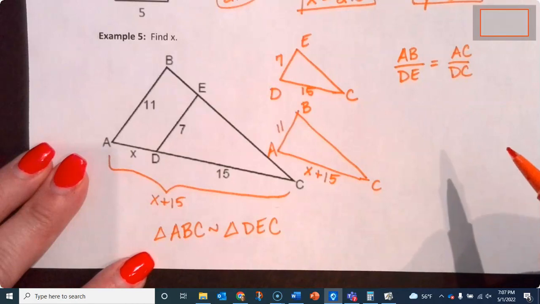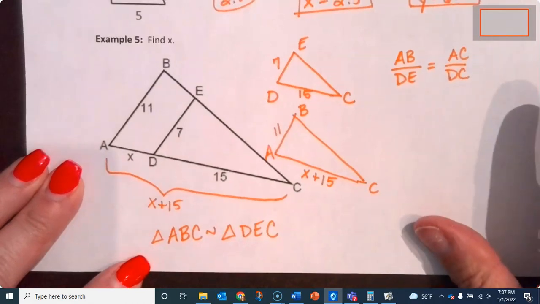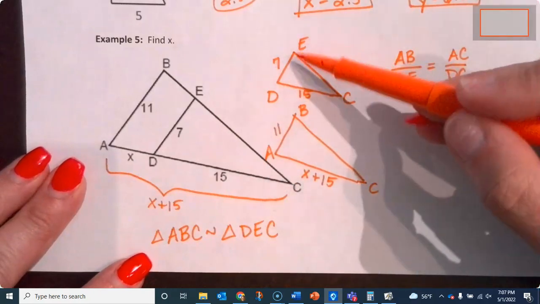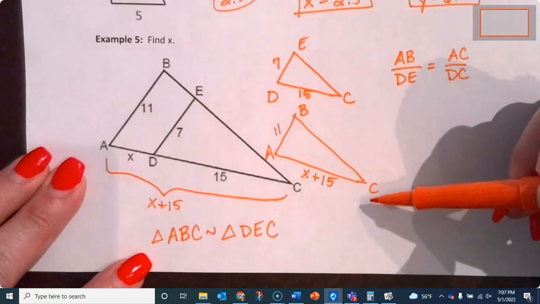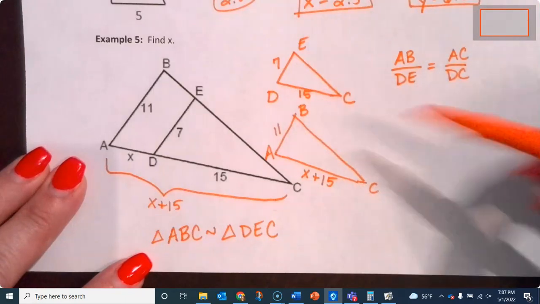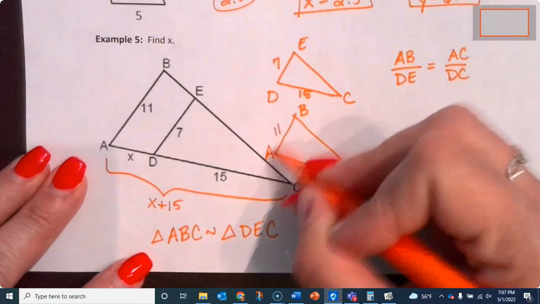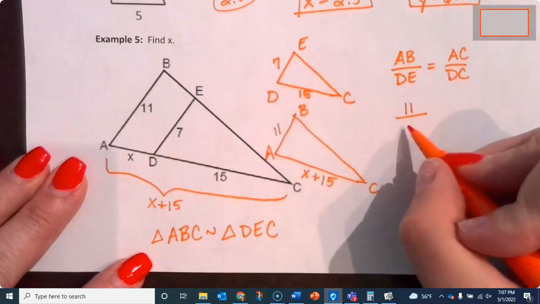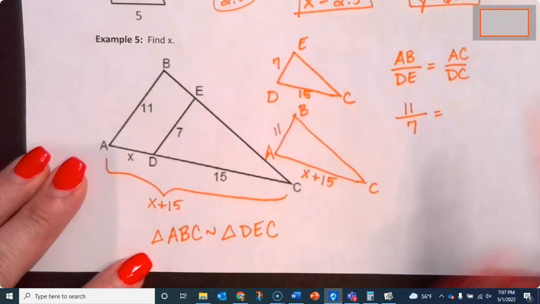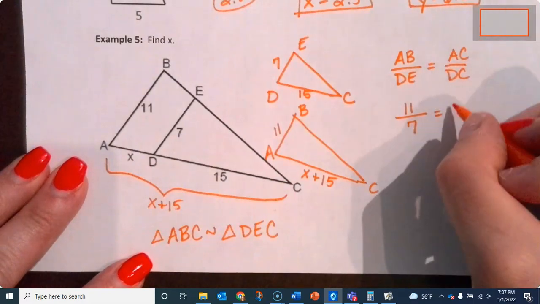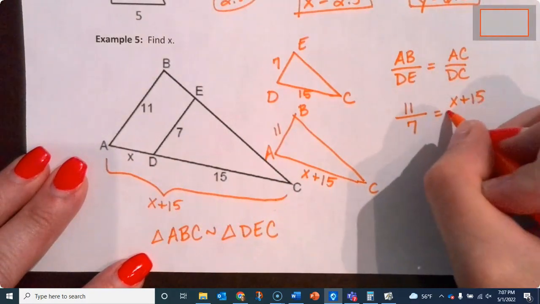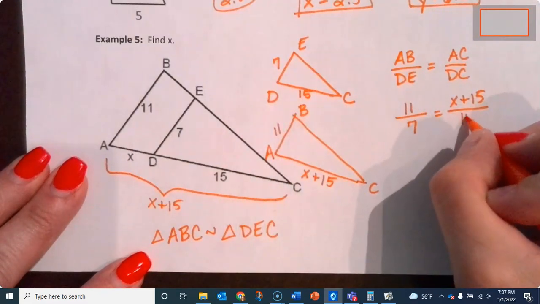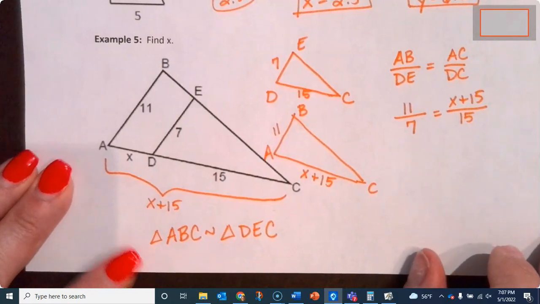So now let's substitute in those numbers and solve for x. Segment AB has a length of 11, and the reason I didn't mess with sides EC and BC is because we don't have any information on those, so we couldn't even use those anyway. The distance from A to B is 11. The distance from D to E is 7. The distance from A to C is x plus 15. And the distance from D to C is 15. And now we just cross multiply to solve.